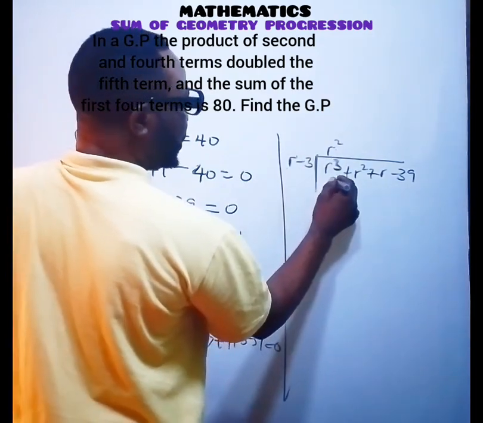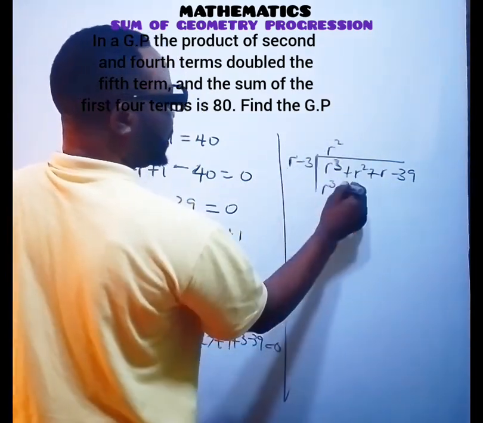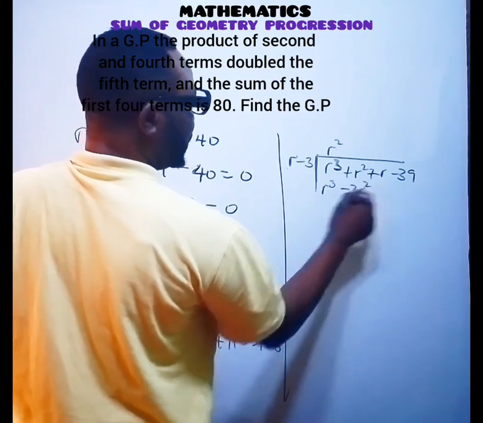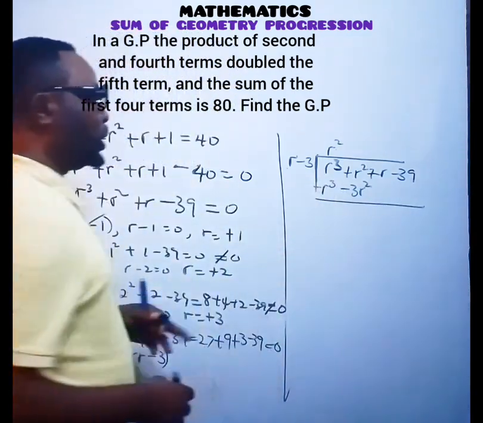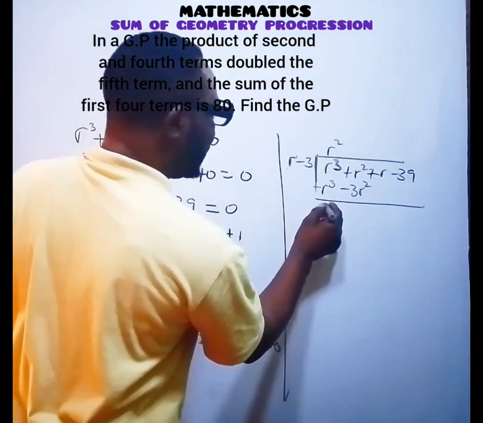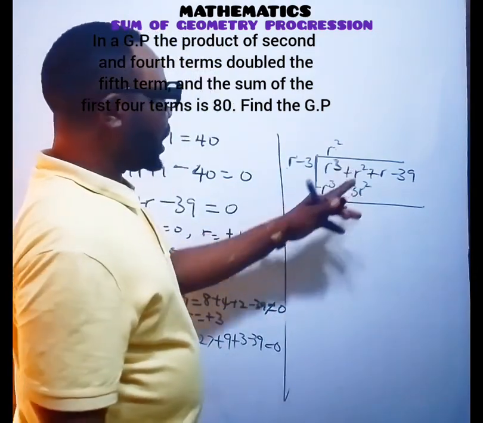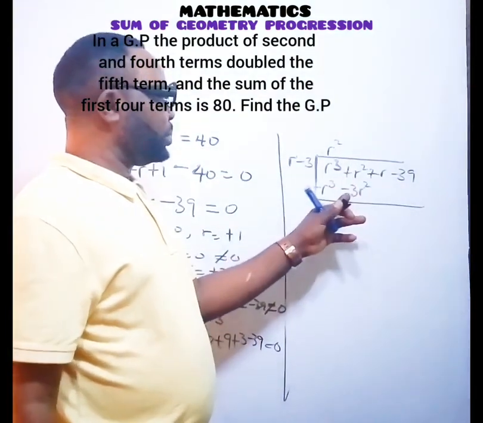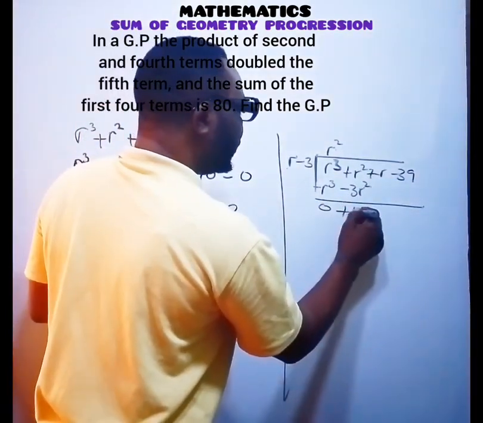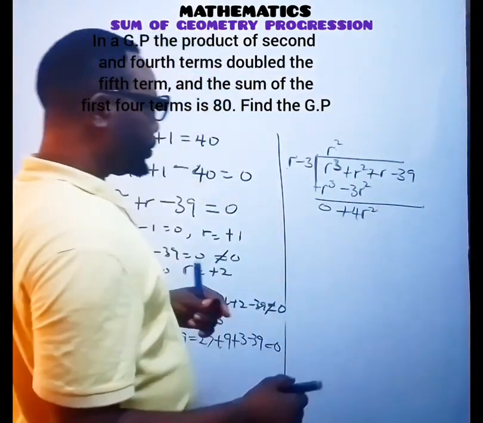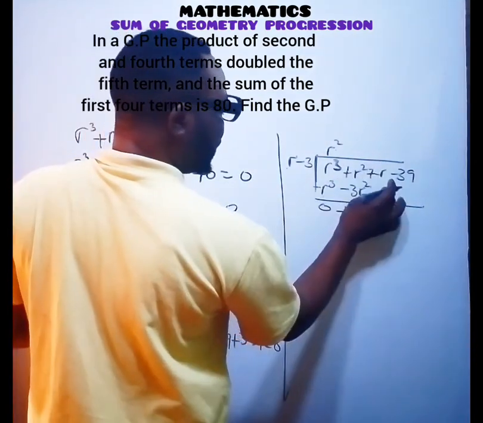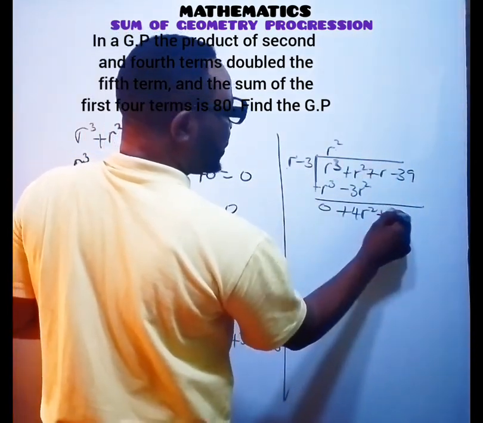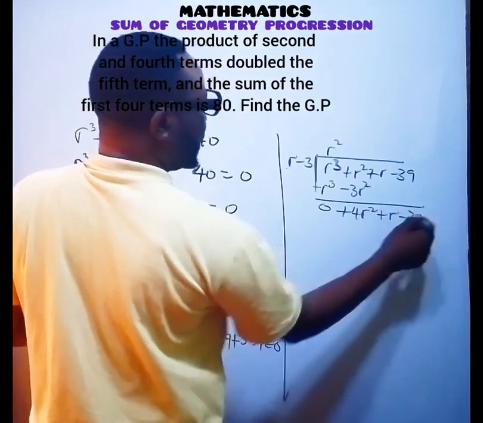r squared times r, that's r cubed. r squared times minus 3, that's minus 3r squared. So you subtract one from the other. r cubed minus r cubed will give us 0. Plus r squared minus minus, that will be plus r squared plus 3r squared, that's plus 4r squared. Plus r, there is no other value of r, so that's plus r minus 39.